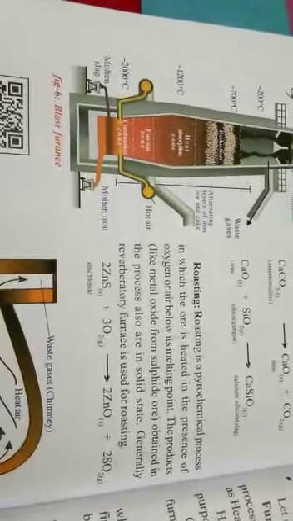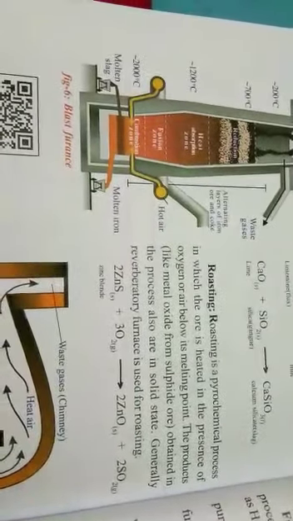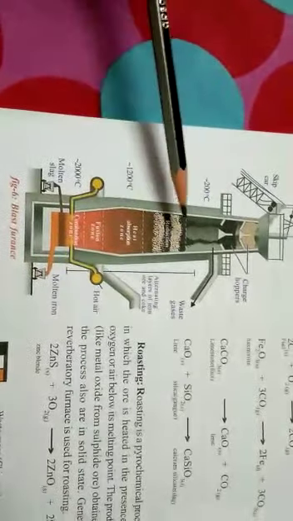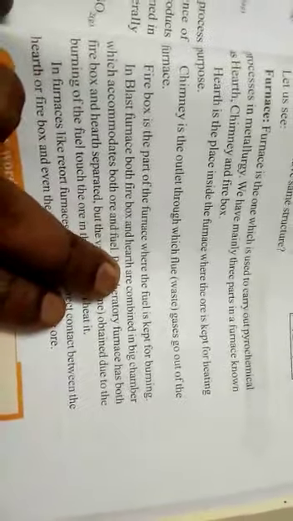There are different kinds of furnace. There are blast furnace, reverberatory furnace, and open hearth furnace. In the blast furnace, both the firebox and hearth, where fuel is kept for burning, are combined. It means both firebox and hearth are combined in a blast furnace.